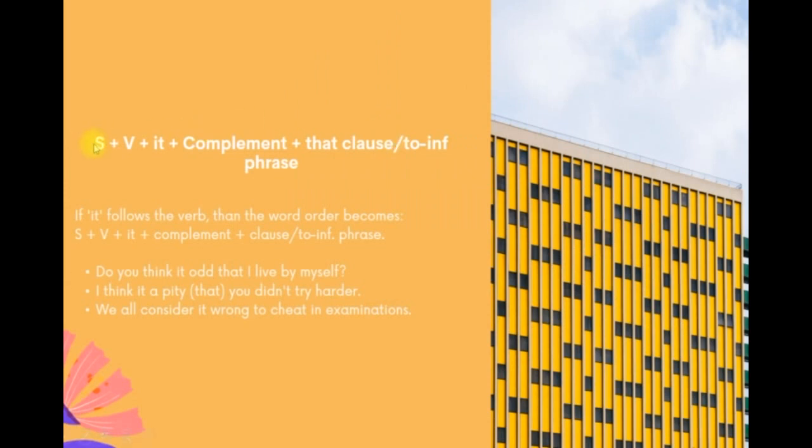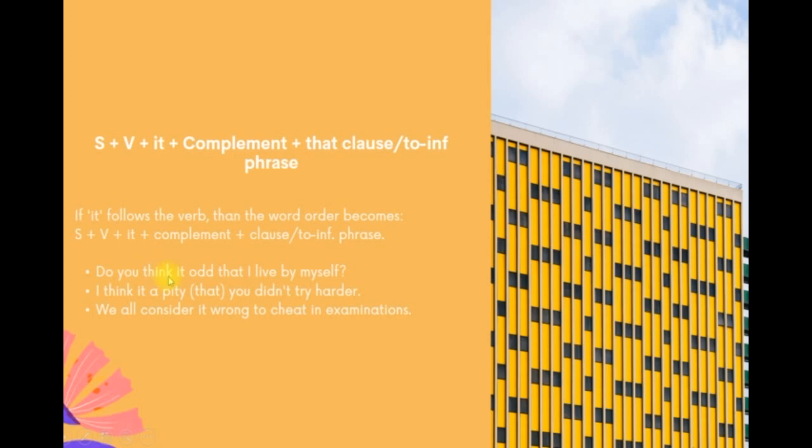Okay, so another pattern that we can find in verb pattern 4 is subject plus verb plus it. It is called preparatory it, the it which is inserted after the verb, and then followed by complement and that clause or to infinitive phrase. So if it follows the verb, then the word order becomes subject plus verb plus it plus complement plus clause or to infinitive phrase. Look at the examples.